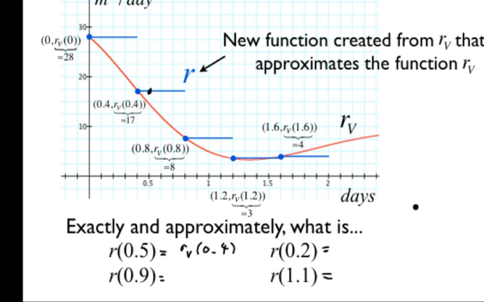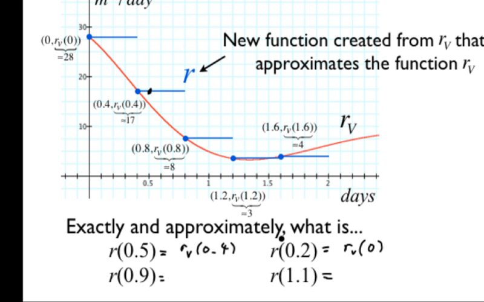Okay, all right, let's regroup. So, Bianca, did you get R of 0.2? What do you think R of 0.2 is? R sub v of 0.8. So 0.2 is here. Oh, I'm sorry. R sub v of 0. Okay. You were doing this one. Yeah. Okay, so R of 0.2 is R sub v of 0.